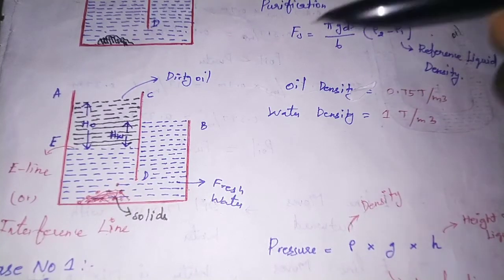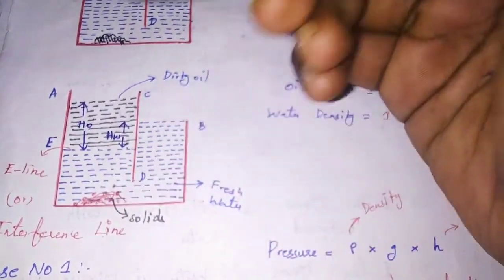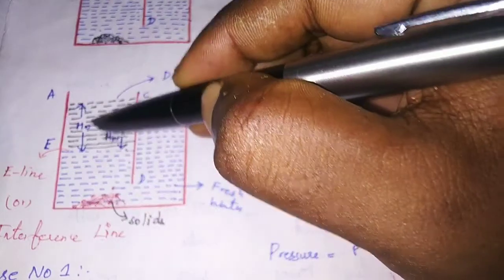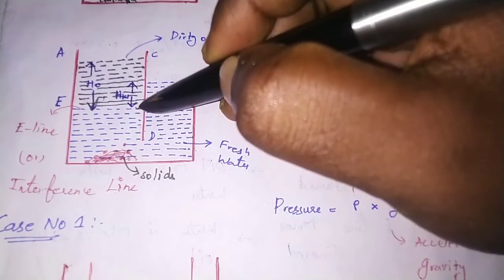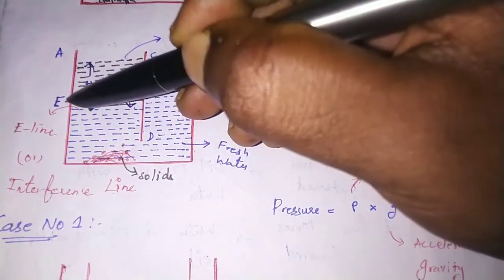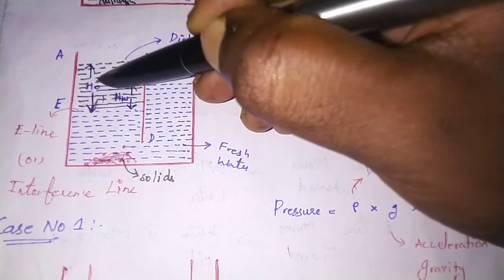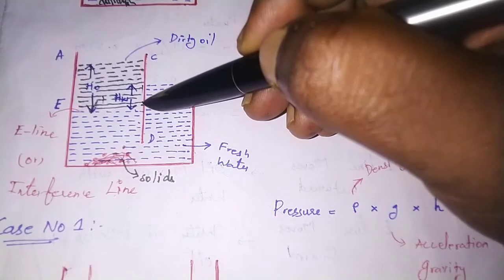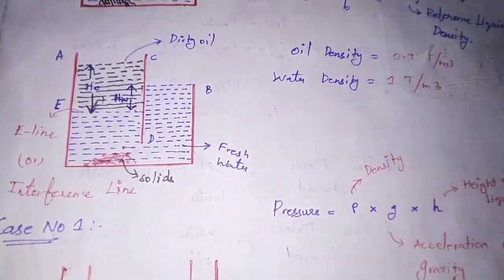So here you can see that after the solids settle out, there is pure oil in this region and water in the other region. You can see the oil and water surfaces meet. This point is called the E line or interface line. Let's call this point E; the oil head is called H naught, and the water head is represented as HW.